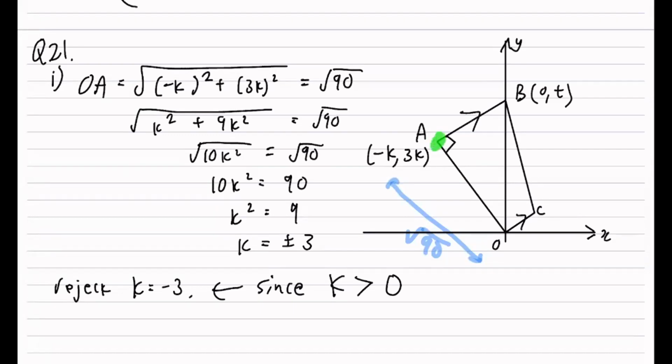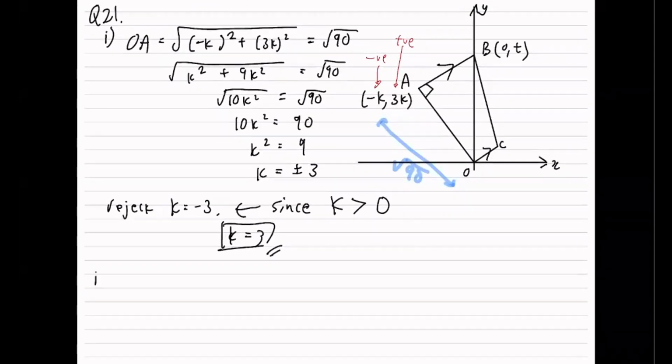If you trust the diagram, it's on the left side of the y-axis. So that's why it should be negative and positive here. Yeah, it makes sense for your k to be positive 3. Negative 3 doesn't make sense. Okay, so k equals 3 is your answer, assuming the OA is length square root 90. So now part 2. The equation of AB.